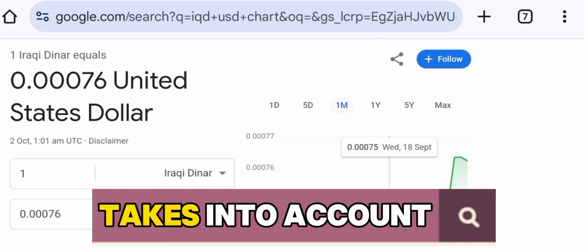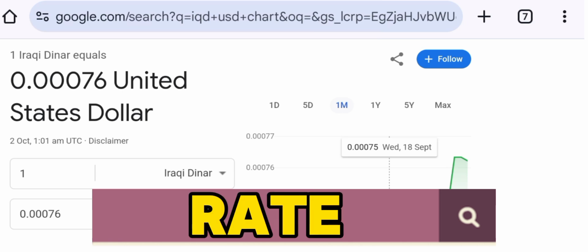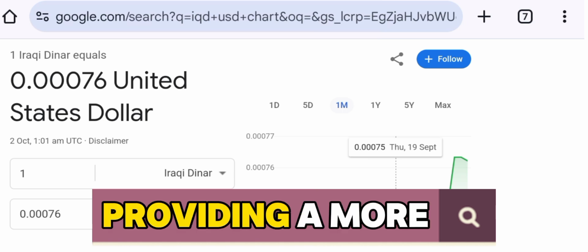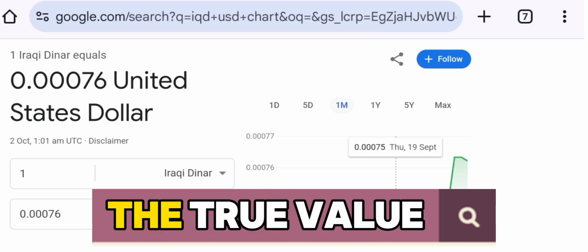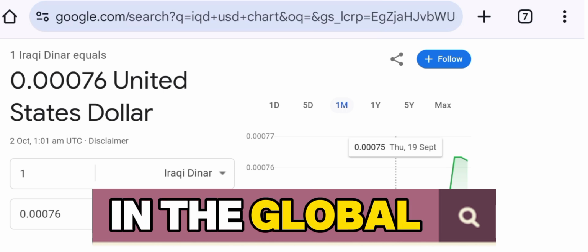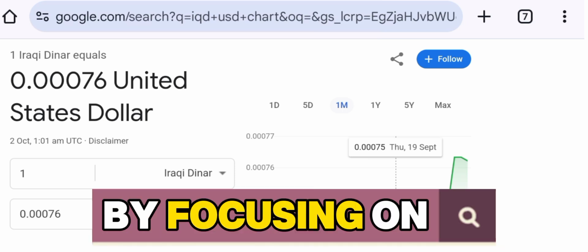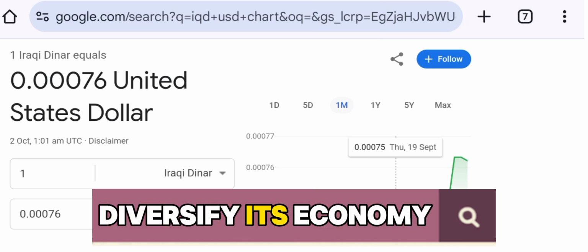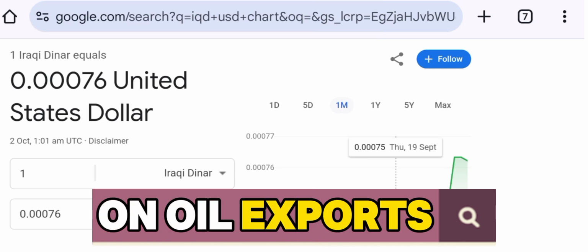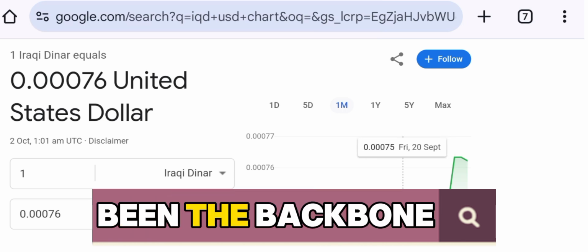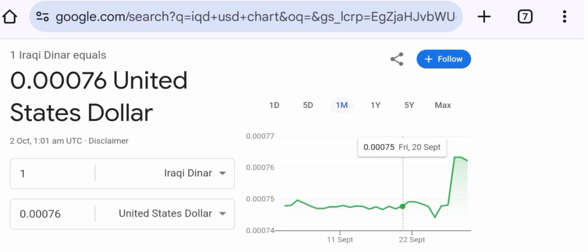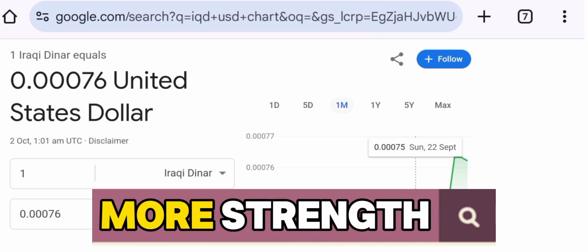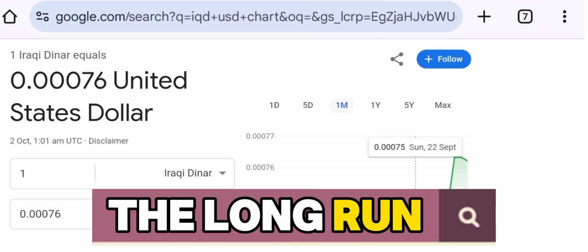The REER takes into account a country's inflation rate, non-oil revenue, and various other economic factors, providing a more accurate representation of the true value of the currency in the global market. By focusing on non-oil revenue streams, Iraq can potentially diversify its economy and rely less on oil exports, which have traditionally been the backbone of its economy. This would stabilize the economy and allow the dinar to gain more strength and stability in the long run.